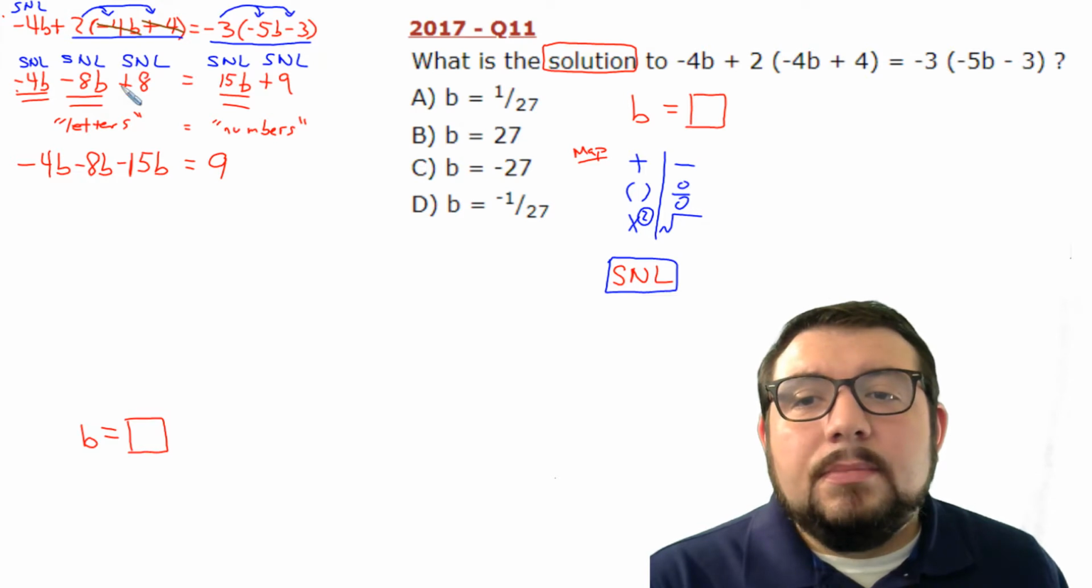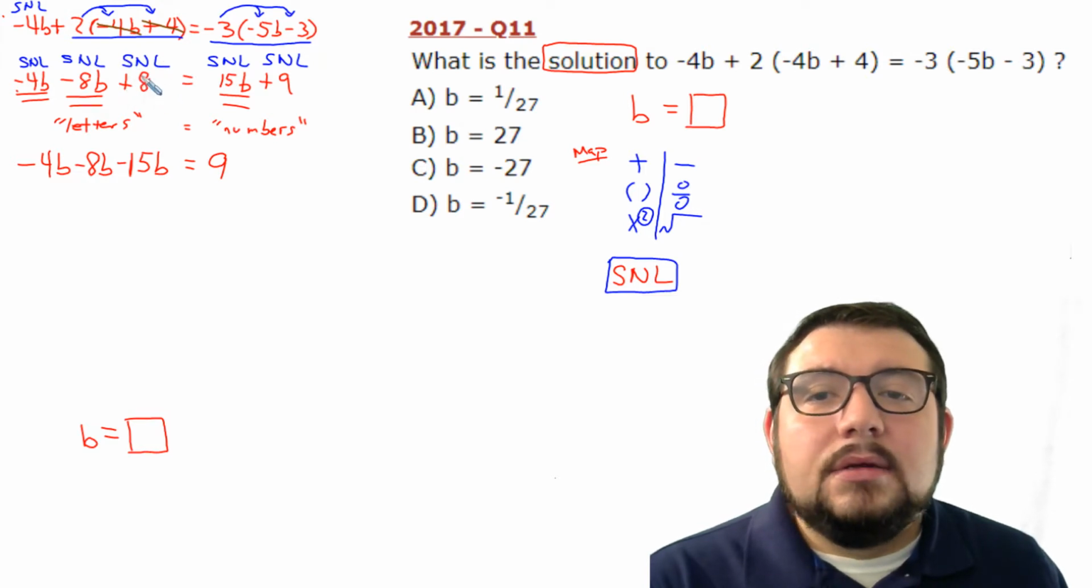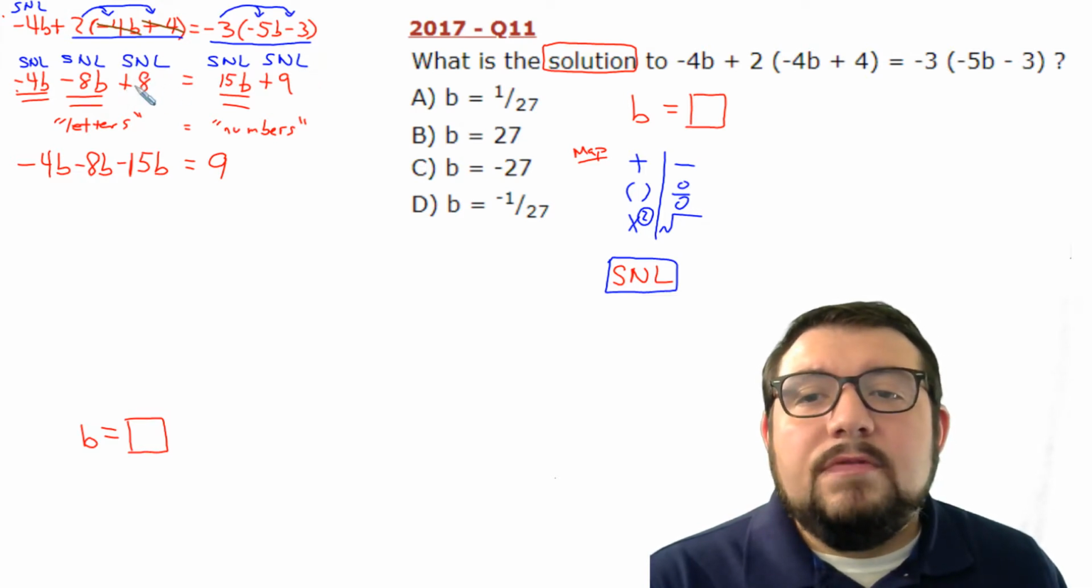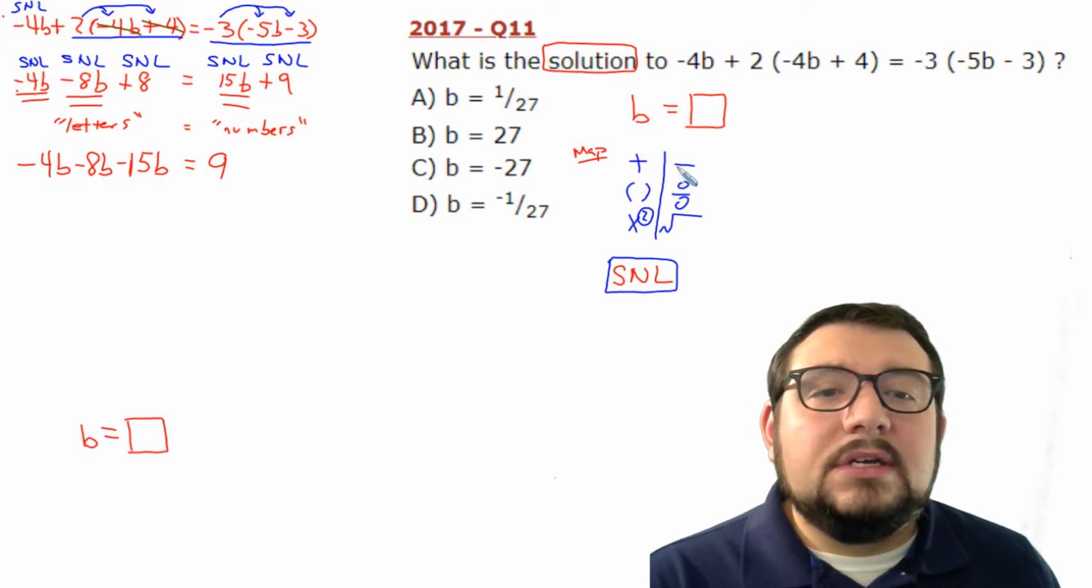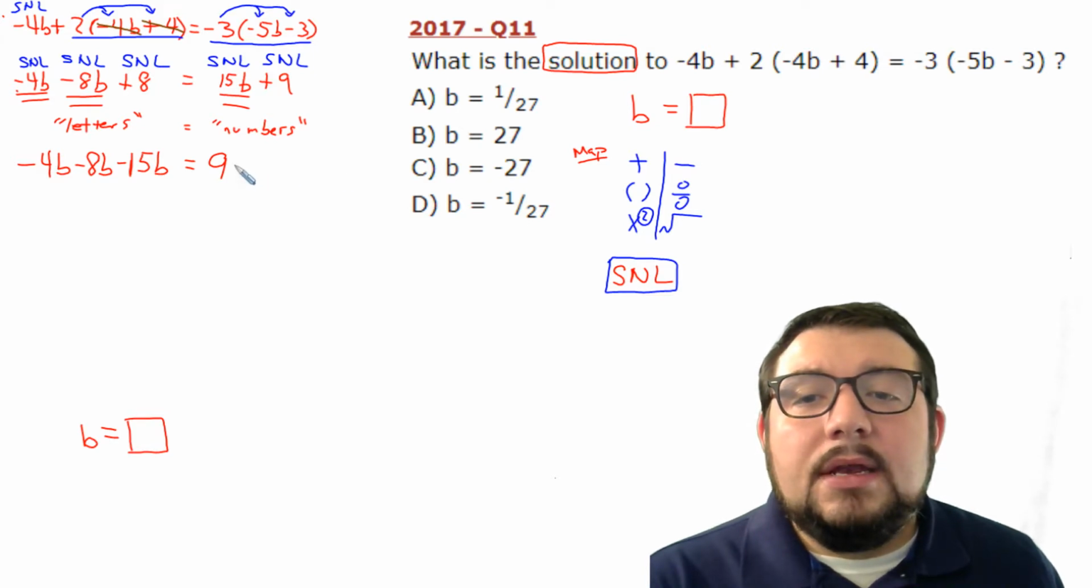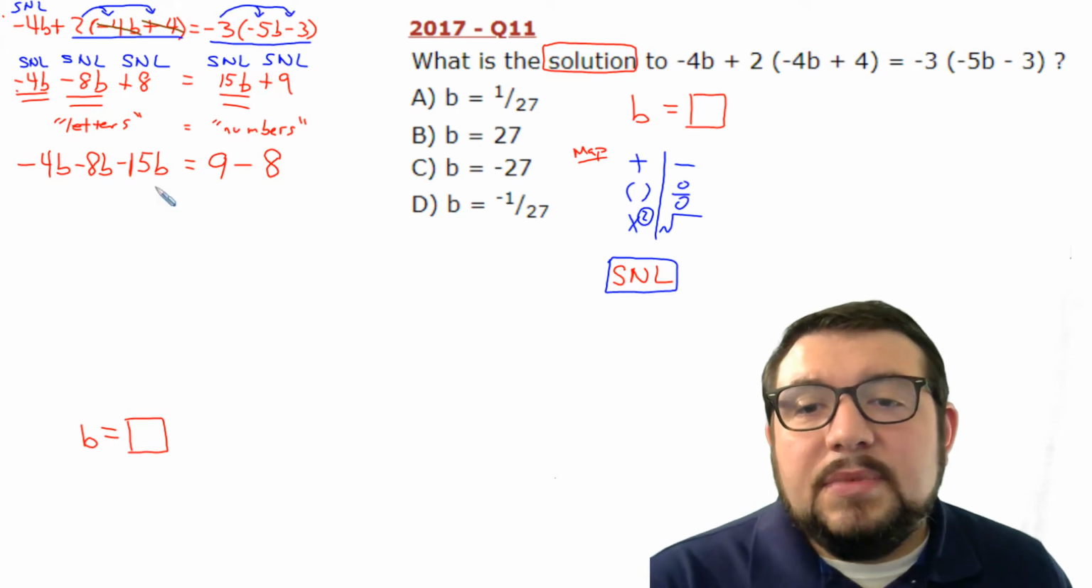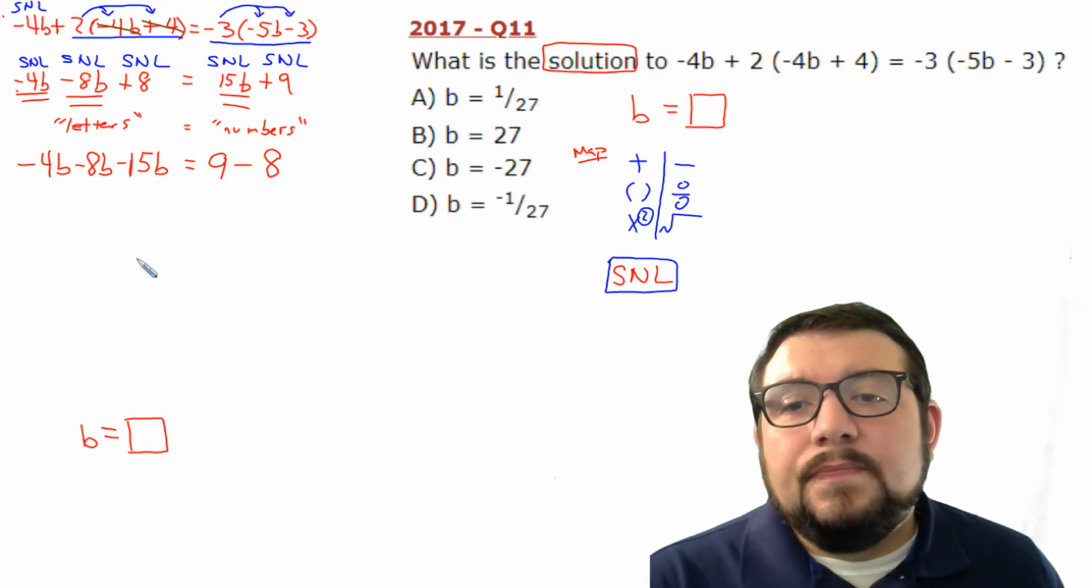Now I move this term, positive 8, to the right side. And when I move it to the right, what's going to happen? Well, it crossed the equal sign. So if it crosses the equal sign, I need to honor my little map over here. It crossed the equal sign from positive, and it became negative. So I'm going to make a negative 8. Now you can see I have B's on the left and numbers on the right.